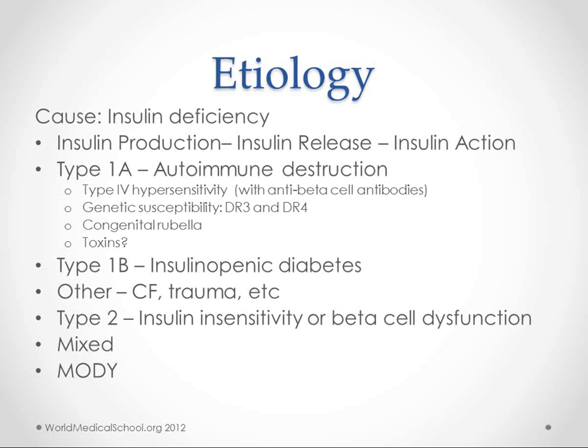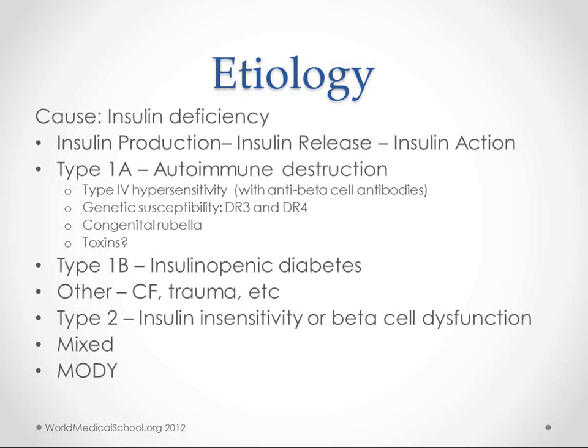And then basically any other way that you might want to destroy pancreas cells are ways that you can cause diabetes. So cystic fibrosis is a cause of diabetes. You can have fat necrosis after trauma that causes diabetes, and really there is a long list of any way that you might want to damage a pancreas. It can cause diabetes. Some endocrine causes that are associated with it are like Addison's disease and others.